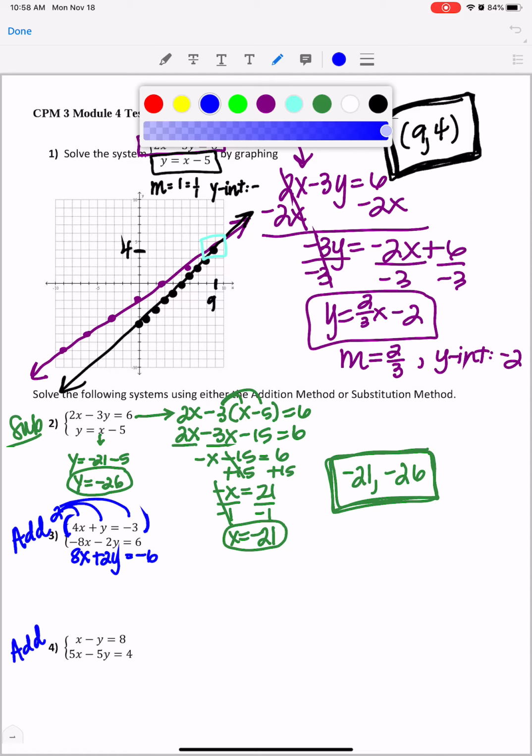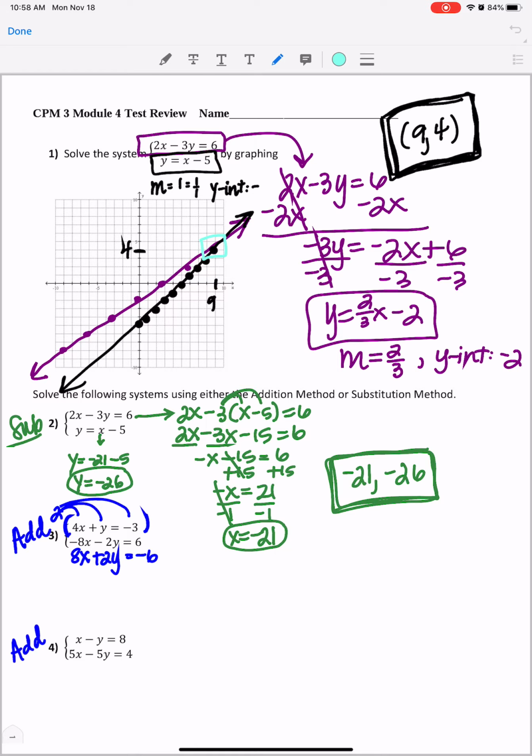Well, now if you notice, everything's going to cancel. You've got negative 8 and a positive 8, that cancels. Negative 2 and a positive 2, that cancels. 6 and a negative 6, that cancels. So now I have 0 on this side equals 0 on this side. Because this is a true equation, my answer here is all real numbers.